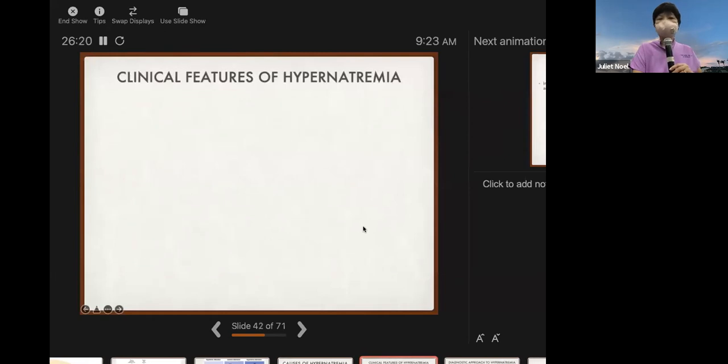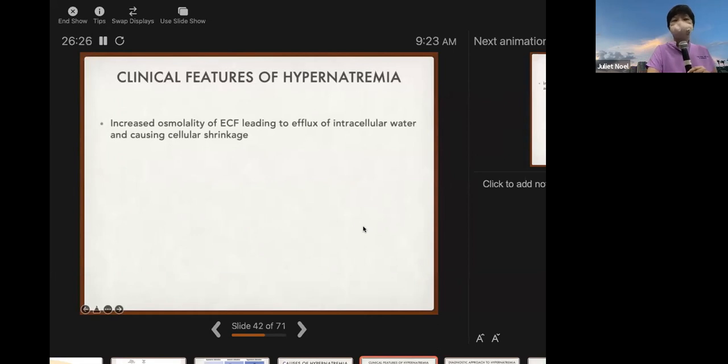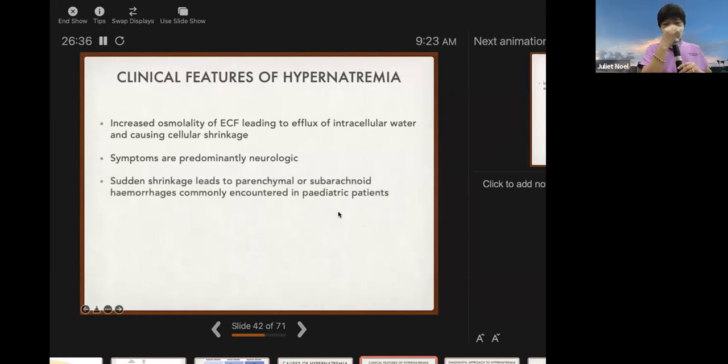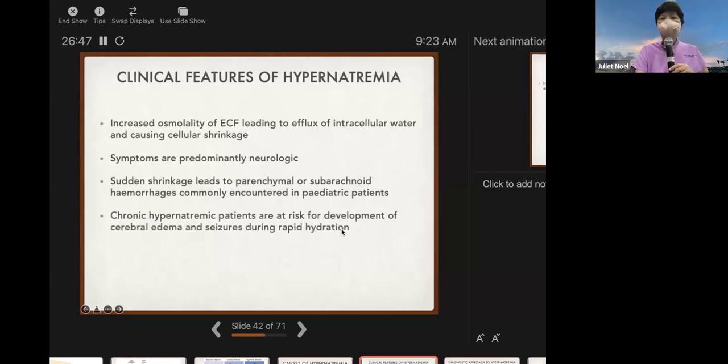So what are the clinical features of hypernatremia? The increased osmolality of the ECF leads to efflux of intracellular water, causing cellular shrinkage. The common symptoms will be neurologic. The sudden shrinkage of the brain leads to parenchymal and subarachnoid hemorrhage, commonly encountered in pediatric patients. Chronic hypernatremia is at risk of developing cerebral edema and seizure during rapid rehydration. So you also have to correct slowly.